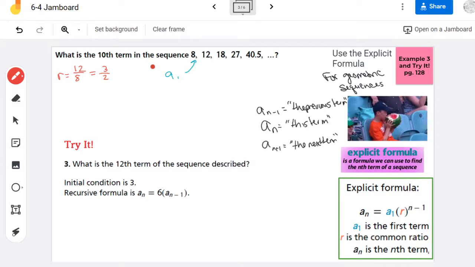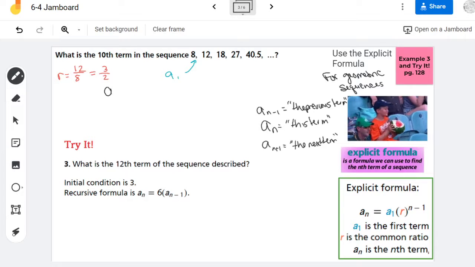And so this thing is asking us to find the 10th term in the sequence. So I could continue multiplying by 3/2 over and over, but my numbers are going to get real ugly, real quickly. Let's put it that way. So let's create our formula, and then we'll figure out a sub 10. All right, so here we go.